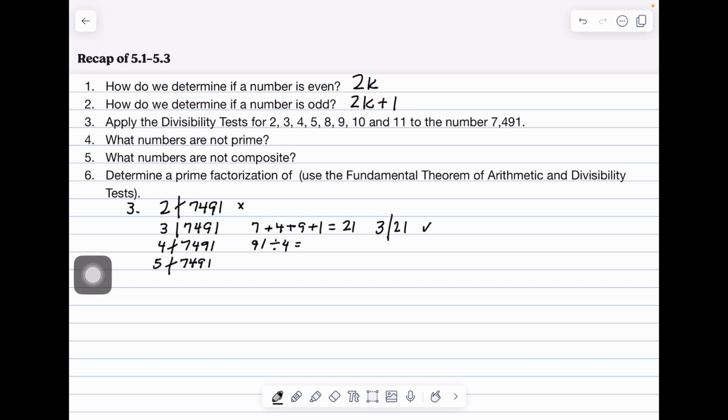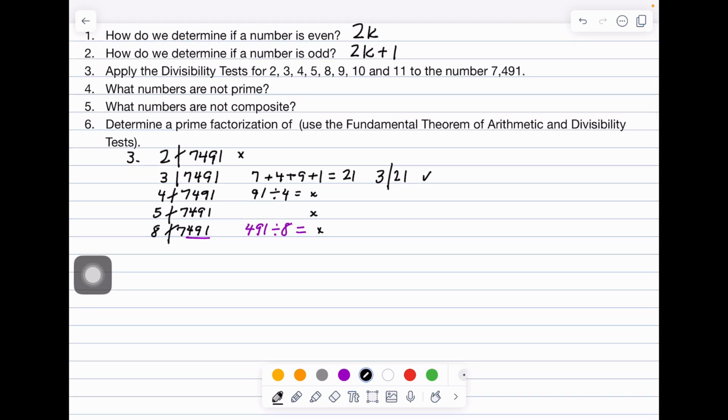We don't have a test for 6 or 7, but how about 8? All right, so for 8, we're going to look at the last 3 digits of the number, and I want to know if this division would give me a remainder. And actually, it really does. So, not divisible. All right, so this is no, no, no. So far, only divisibility by 3. We have 9, 10, and 11 to check.